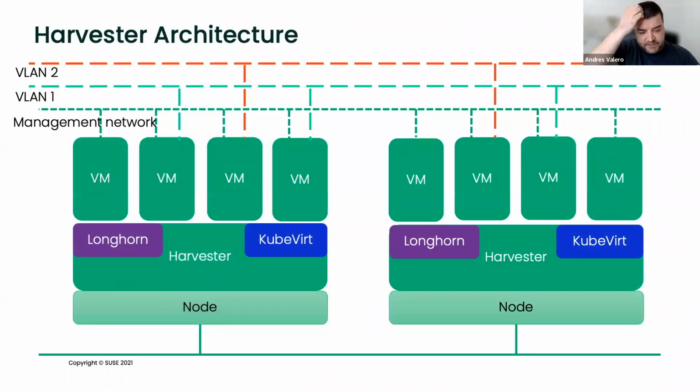So speaking about architecture, we will have a node. Then we have SUSE Linux, we have RKE2, KubeVirt, Longhorn, KVM. At the end, we have a stack in a node where we can run VMs. And those VMs, remember we were speaking about Multus, will have multiple interfaces, so they can join the management network, but also they can join different VLANs.